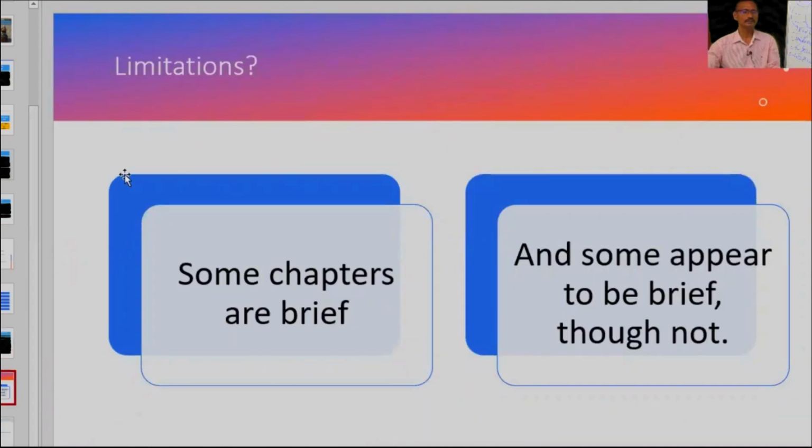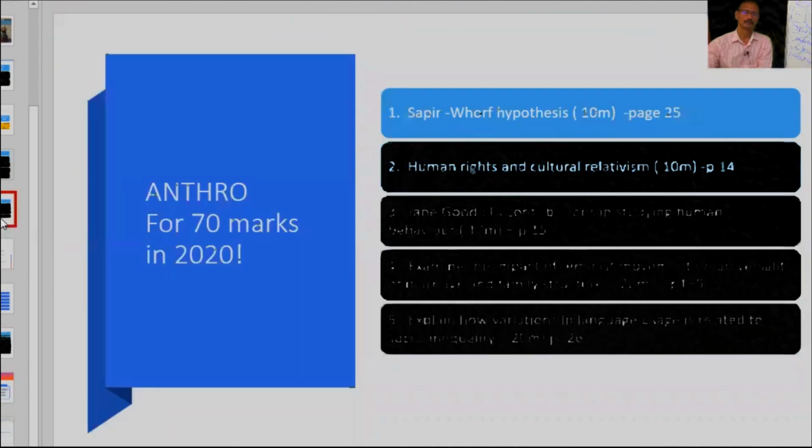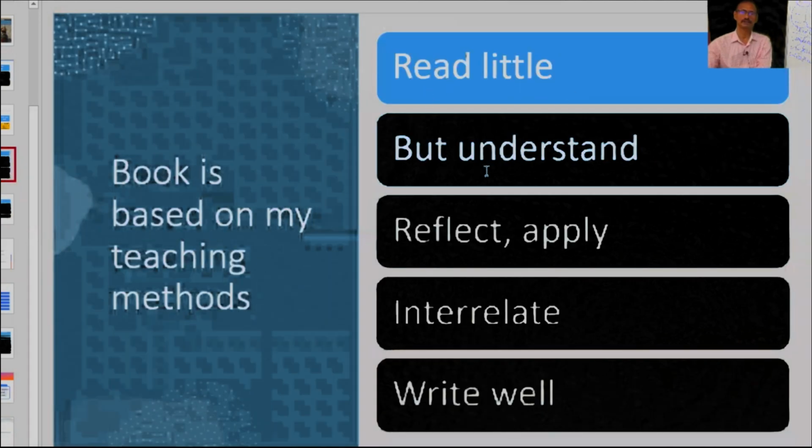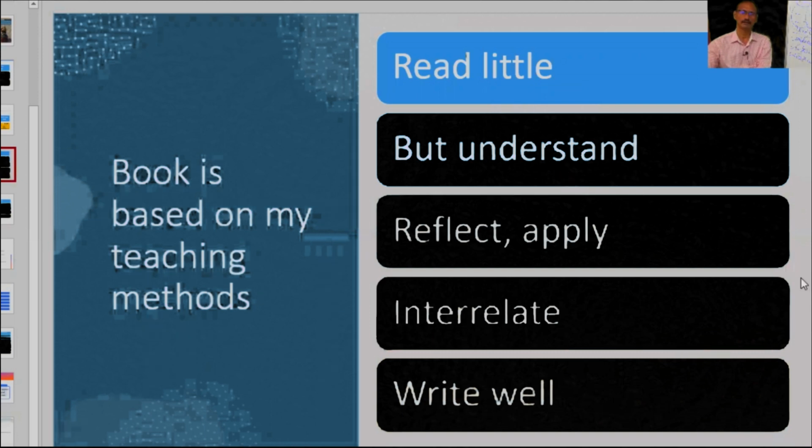So what are the limitations of the book? I would say some chapters are brief. It is true, some chapters are brief. So in the next edition I'll make huge changes, but don't wait for that next edition. And some appear to be brief, though not, because you have to think and write. So my book is based on my teaching methods. Read little, but understand, reflect, and apply, interrelate, and write well.